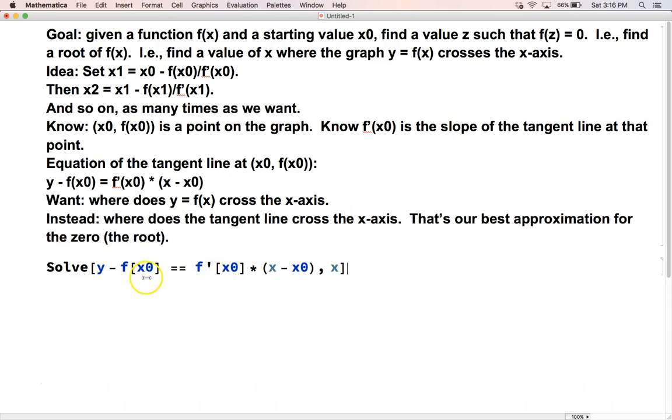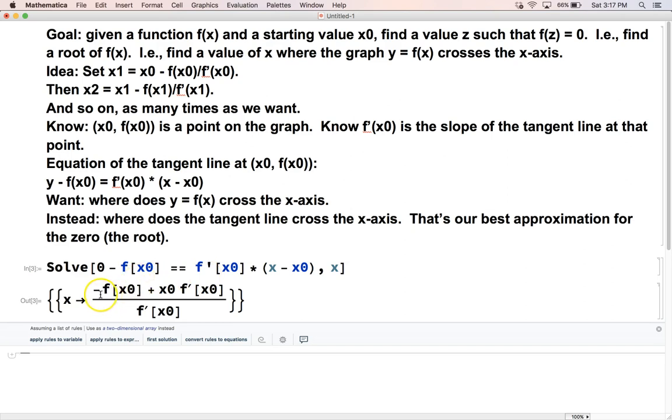So far, all I've written down is the equation of the tangent line, but I want to know where the tangent line crosses the x-axis. So what does that correspond to? It corresponds to where y equals 0. So I'm going to replace that y that used to be here with 0. And so what do I get here? Here I get negative f of x0 over f prime of x0 plus x0 times f prime of x0.